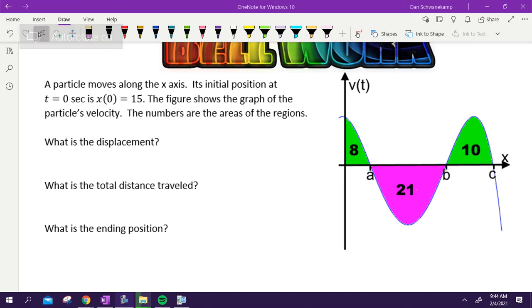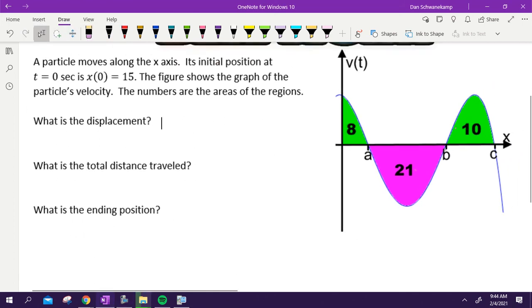So again, going through all that, an important day today. Make sure we're locked into what's going on. A particle moves along the x-axis. Its initial position at t equals 0 is 15. The figure shows velocity.